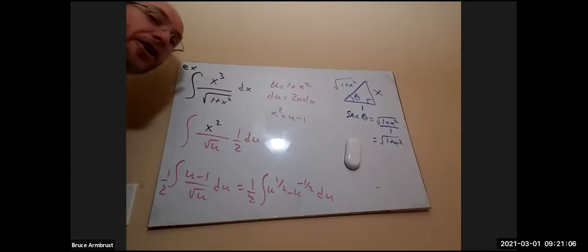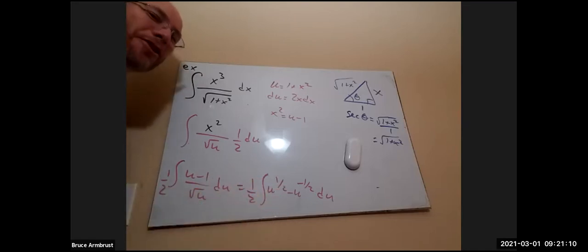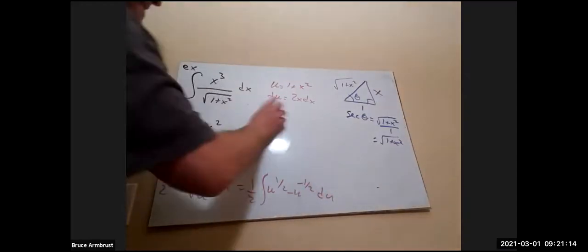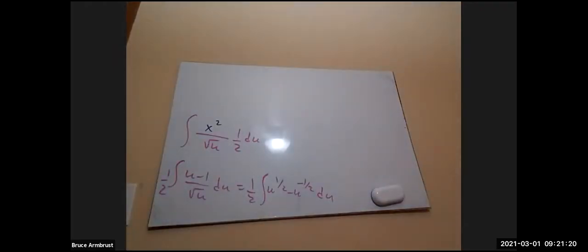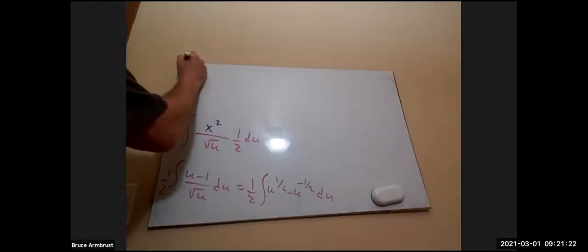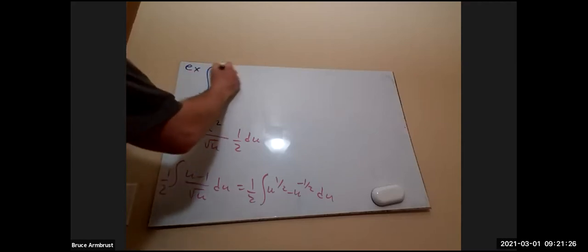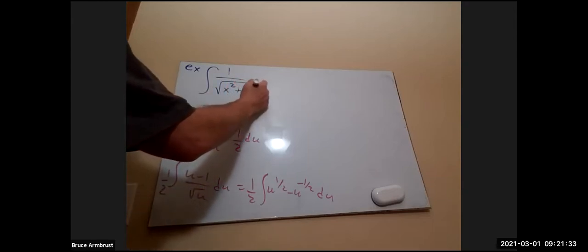Okay, so now that y'all hate me for doing this to you, let me show you one more, and you're going to hate me for a different reason for this one. Let's try this integral. Let's go with the integral of 1 over the square root of x squared plus 4x.